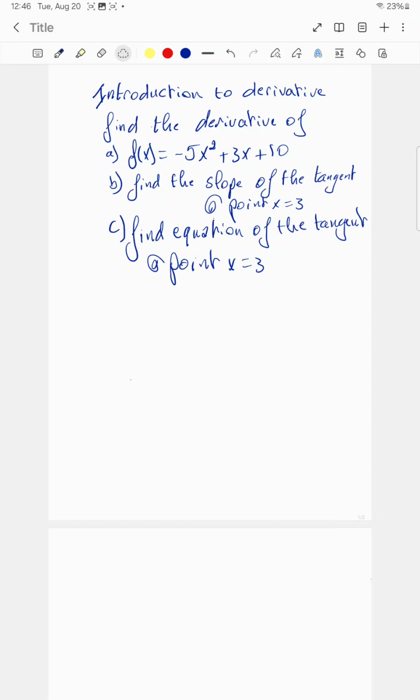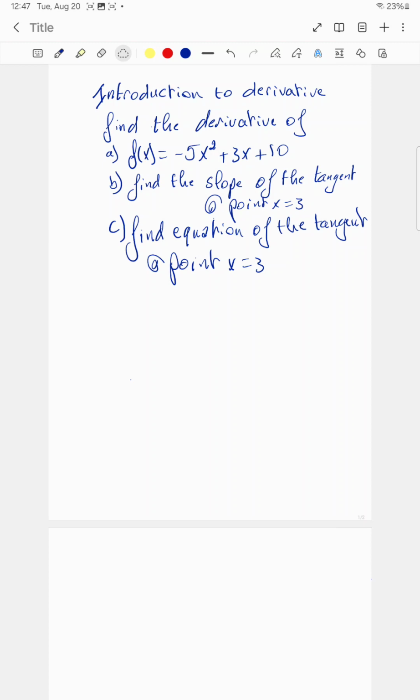In this video, we will start with an introduction to the derivative, finding the derivative of the function minus 5x squared plus 3x plus 10. After that, we're going to find the slope of the tangent at the point x equal to 3 to that function, and finally we will find the equation of the tangent at the point x equal to 3. But let's start with A, finding the derivative of minus 5x squared plus 3x plus 10.